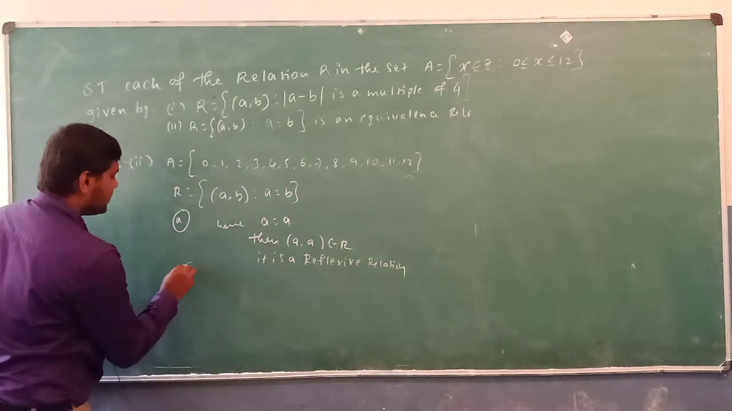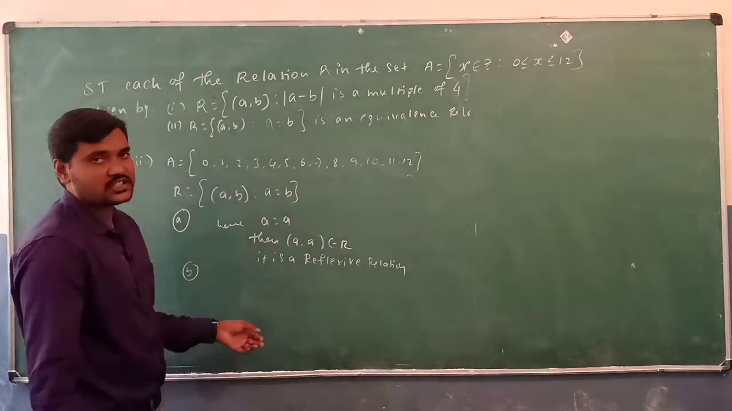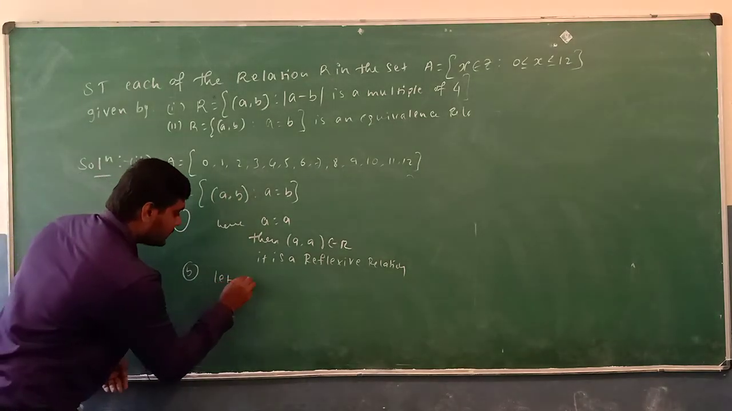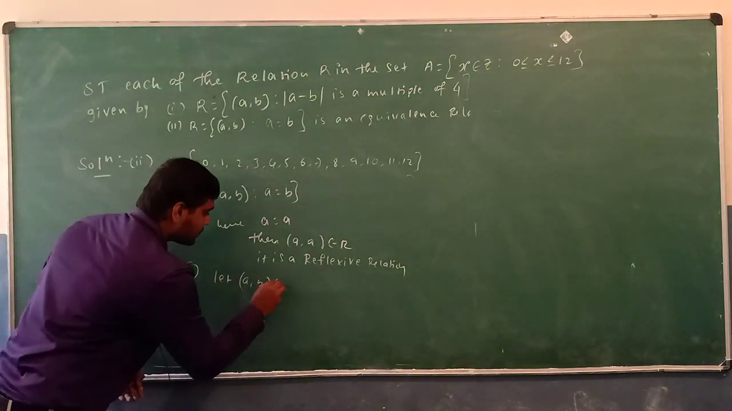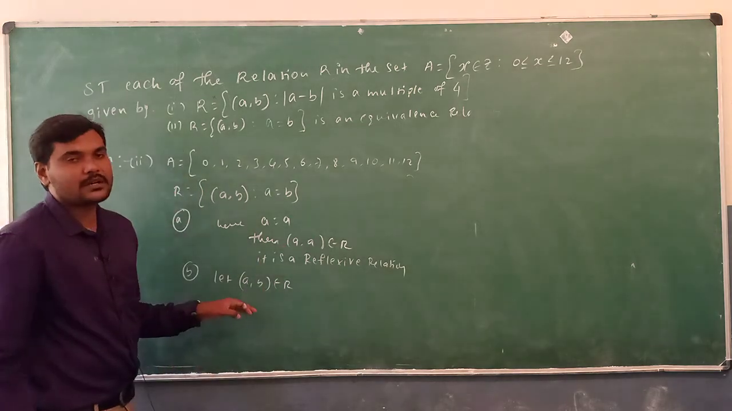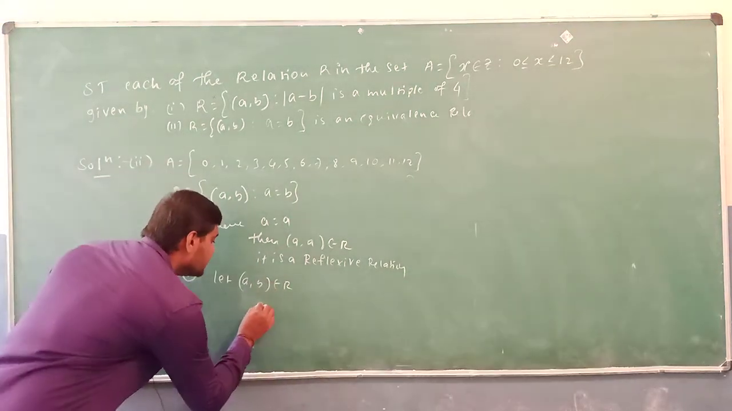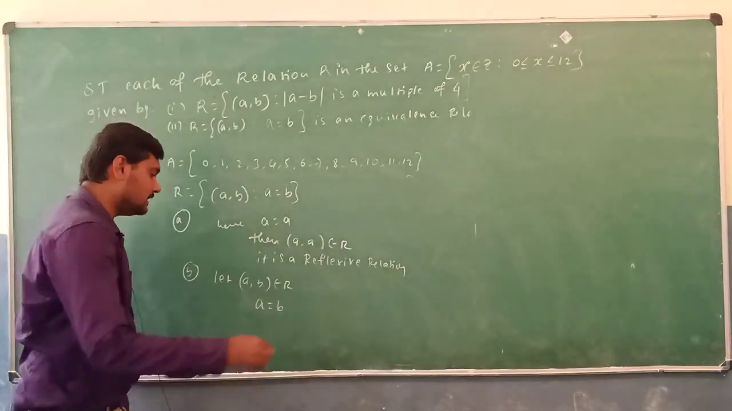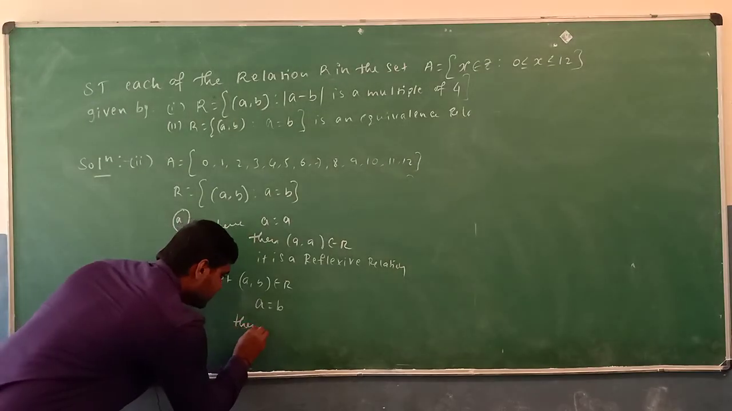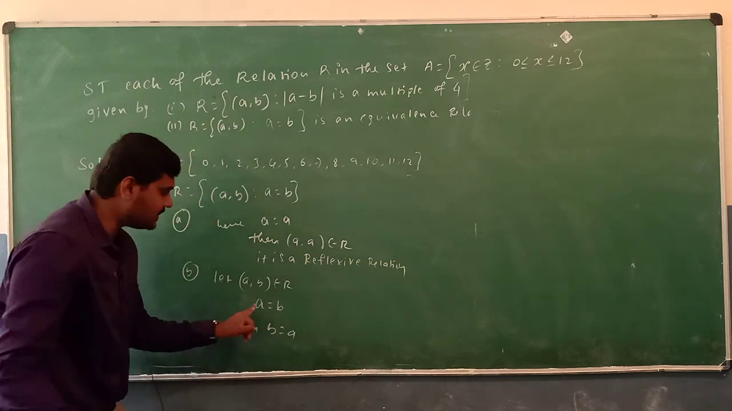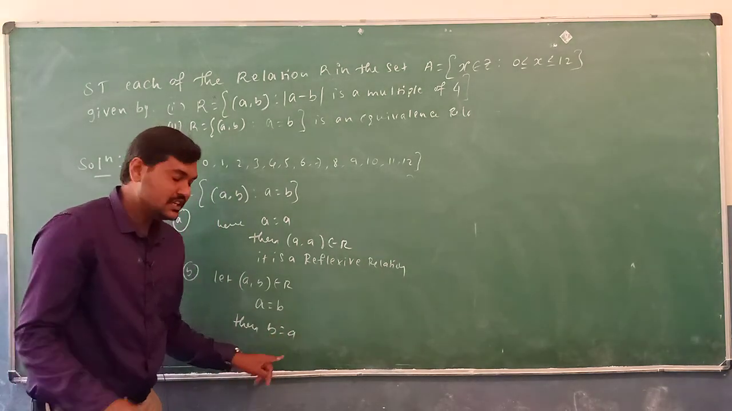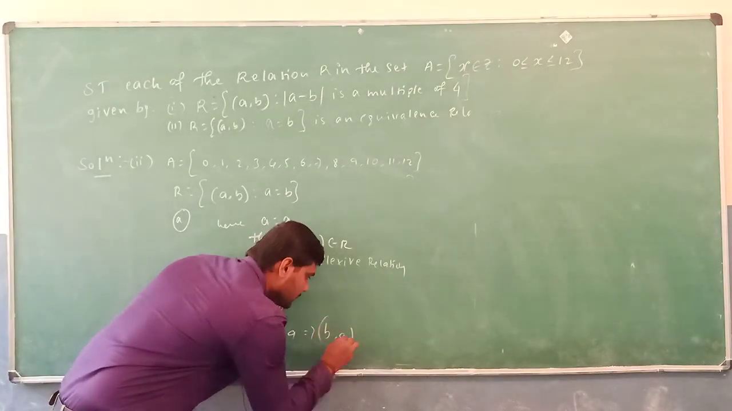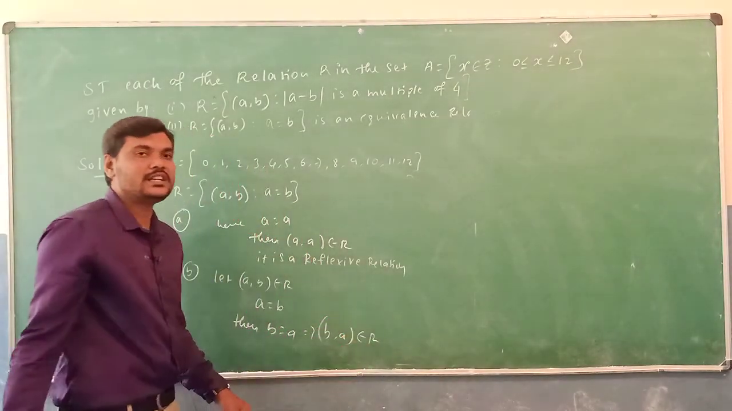Second relation B, to show that this relation is going to be symmetric relation. So according to that, let (a, b) belongs to R. Then a is equal to b, so b is equal to a. Which implies that (b, a) is also belongs to R.